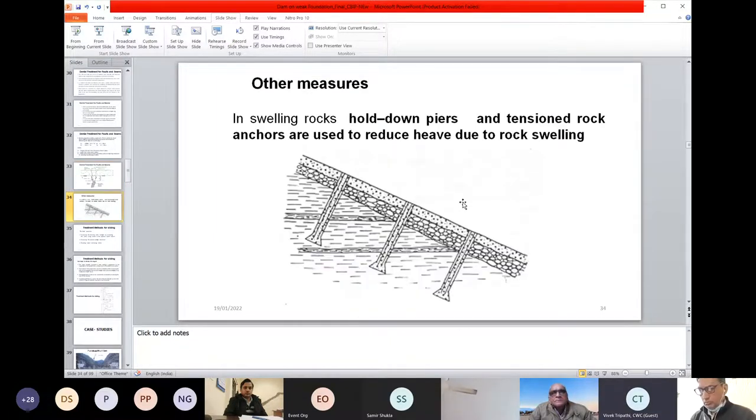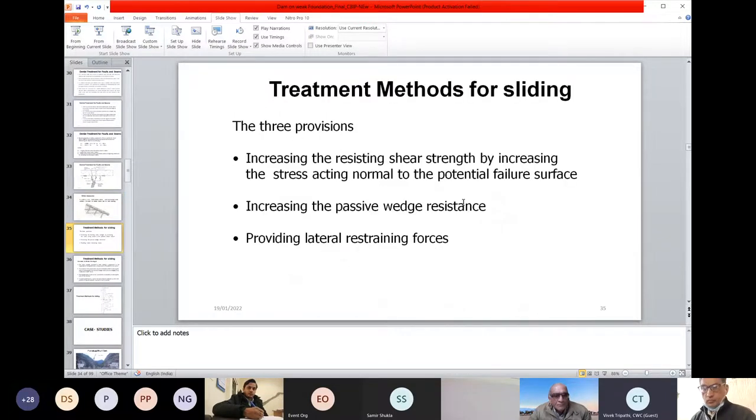Another problem in weak rock is the swelling. So in swelling rocks, we can make provision of hold down piers or tension anchors to reduce the heaving in the rock. So we can check the swelling of rock by treating in this way. For treatment of sliding, I have already told you that we increase the resistance, shear strength, by increasing the stress acting normal to the potential failure surface. We increase the sigma n in this way, increase the passive wedge resistance from the downstream, and provide lateral resisting forces.